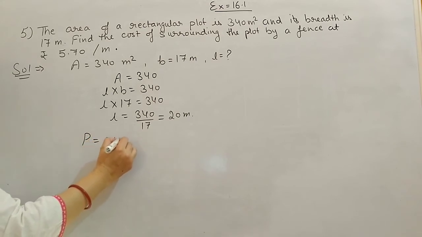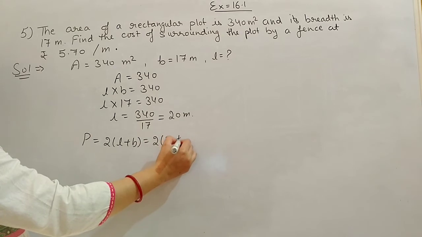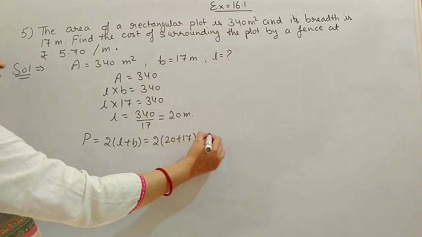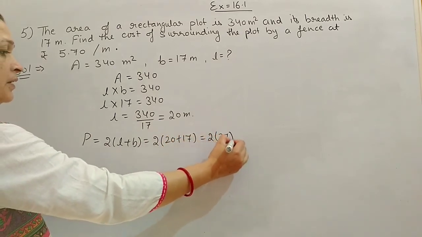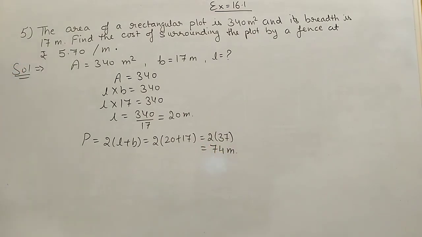Perimeter is 2(L plus B). 2 into (20 plus 17), 2 into 37 is equal to 74 meter. It means perimeter is here 74 meter. After getting perimeter, now we can find out the cost of fencing.